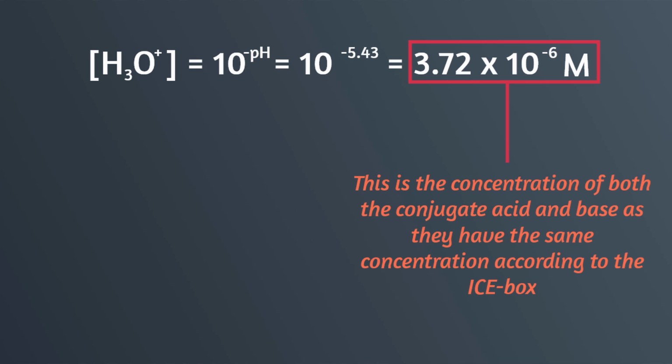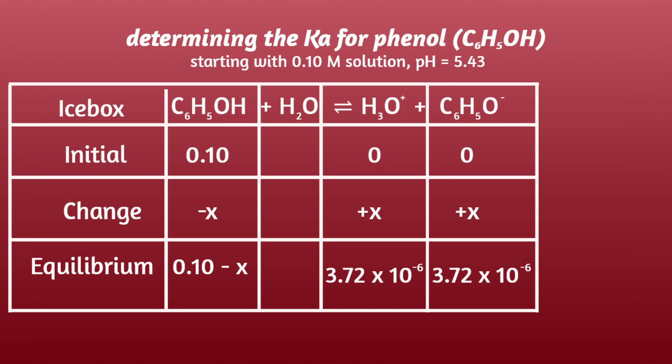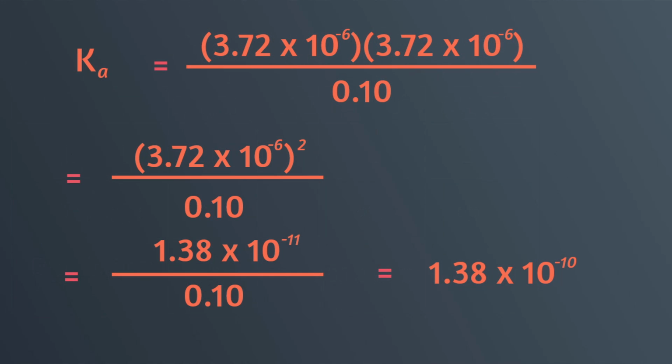The conjugate base and the hydronium have the same concentration, as they are formed together. And the change in the initial concentration is pretty much negligible. So let's plug in the values. These two are the same, so we square, then we solve for the top and then we divide, and the final answer is 1.38 times 10 to the negative 10 for Ka.